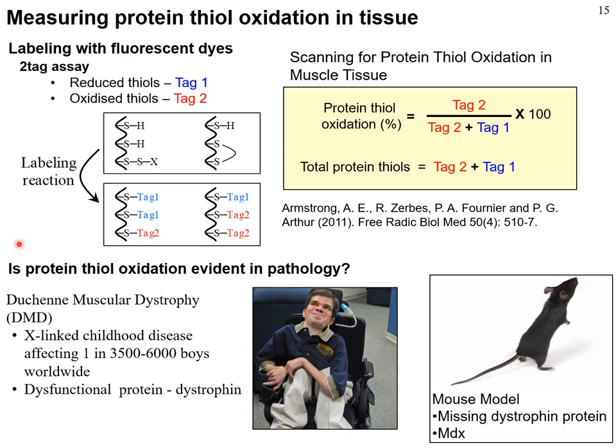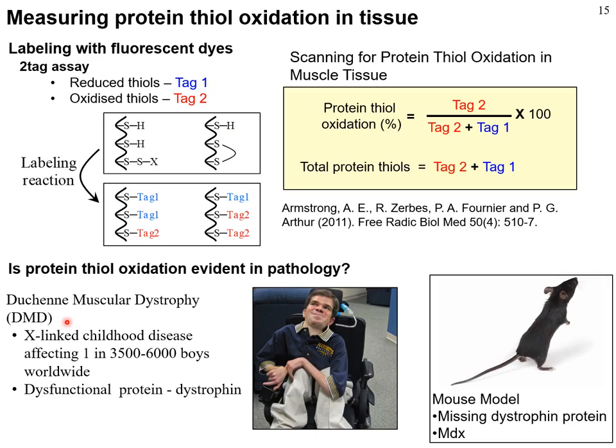Now, we are interested in various disease models, but most of our work has been done in Duchenne muscular dystrophy. This is a genetic disease affecting about 1 in every 3,500 to 6,000 boys worldwide. Ultimately, it's a lethal disease, and it's caused by a dysfunctional protein called dystrophin. Duchenne muscular dystrophy is associated with oxidative stress.